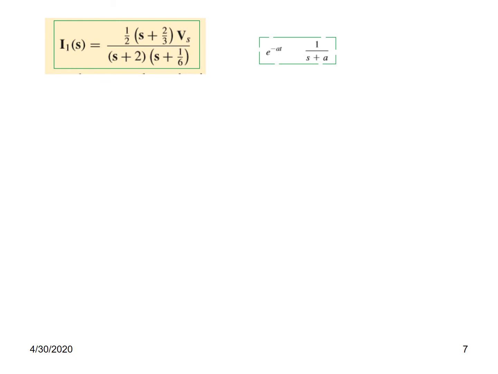We know from this formula that to convert 1 over s plus a from the S domain to the time domain, we can write it as e raised to the power minus at. So we'll have these two. We apply this formula.